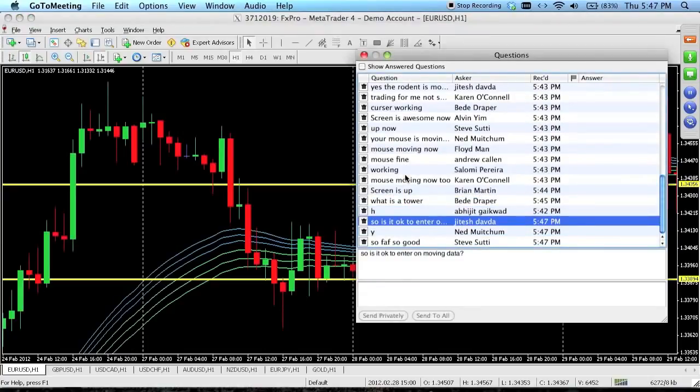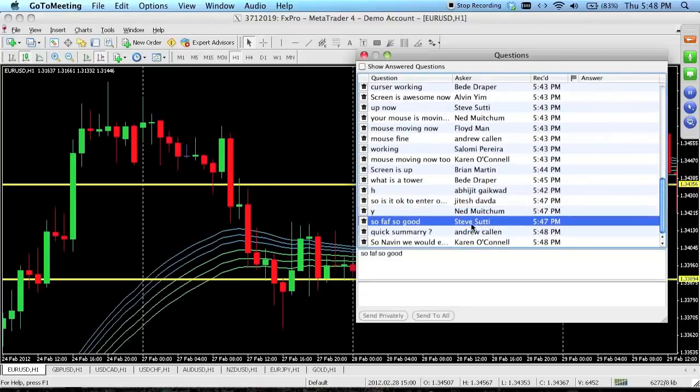Jitesh is asking, is it okay to enter on moving data? Yes, actually, you will be entering on moving data on this one, but you guys are using a closed candle to determine where you're going to enter. So you guys will already be placing your entry orders before the next candle even opens, or when the next candle opens. Okay, Steve, so far so good.